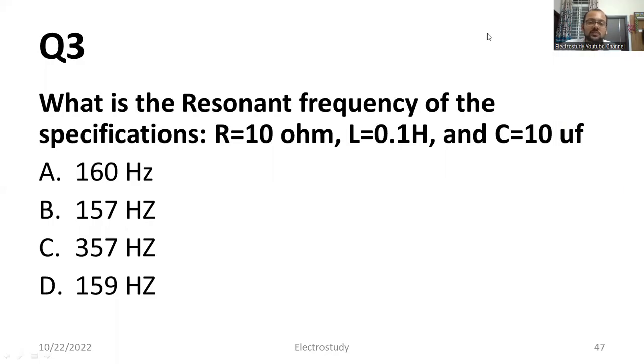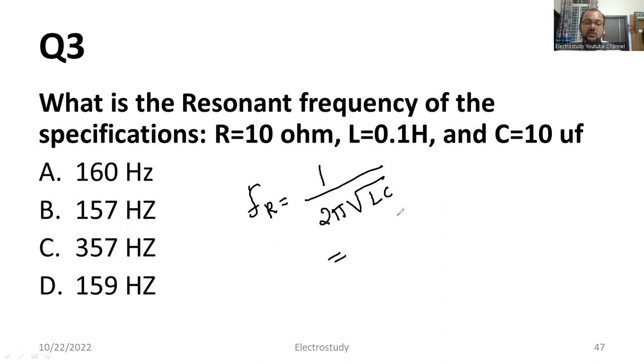Let's move on to question number 3. Try to solve this question. Very simple. What is the resonance frequency of the given specification? R equal to 10 ohm, L equal to 0.1 Henry, and C equal to 10 microfarad. So what is the formula? Please recall the formula: the resonance frequency equals 1 by 2 pi into square root of LC. Please substitute the values. You need to calculate the resonance frequency.